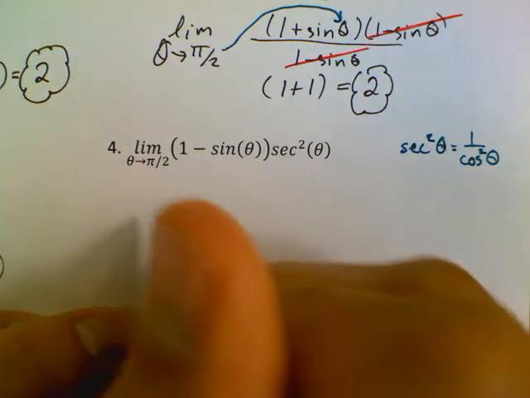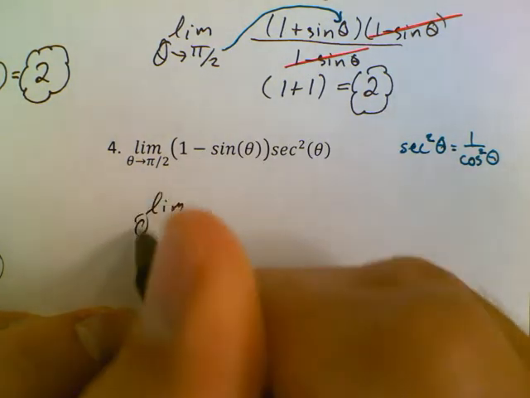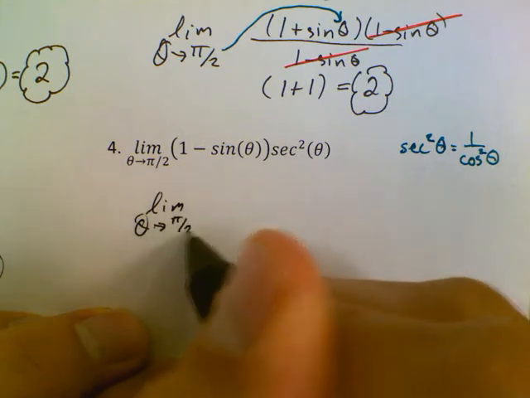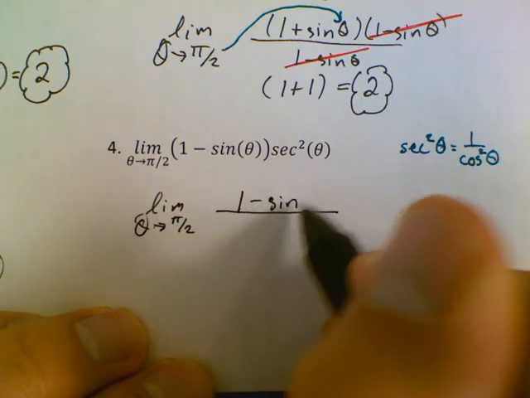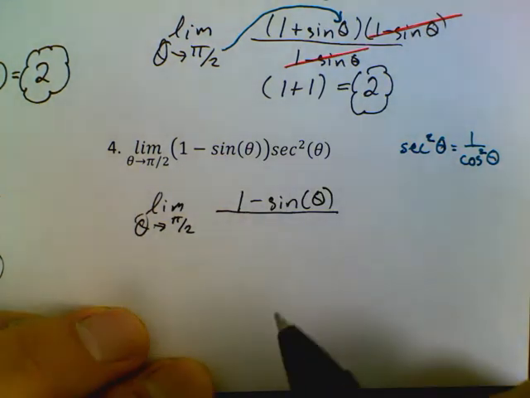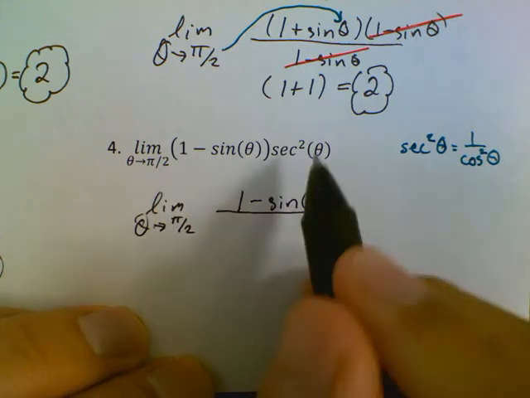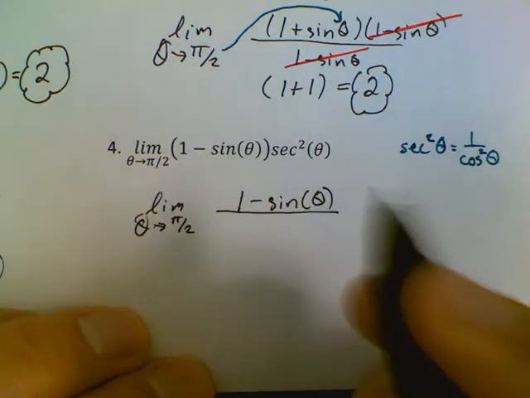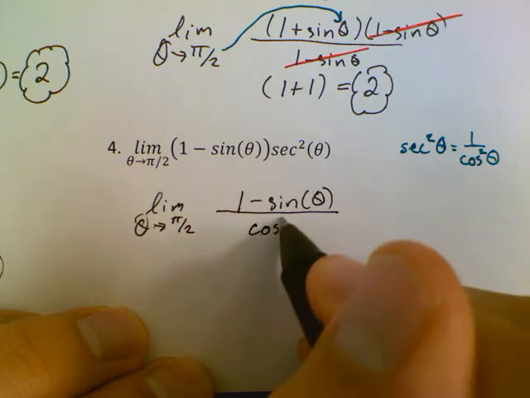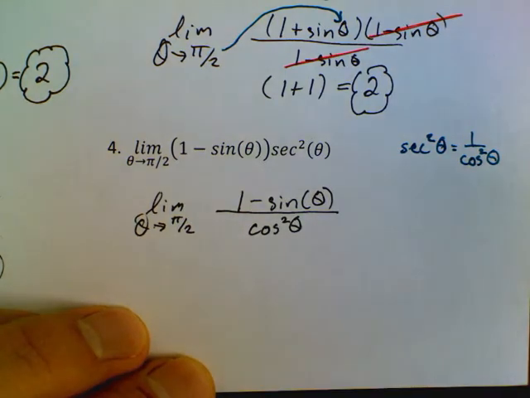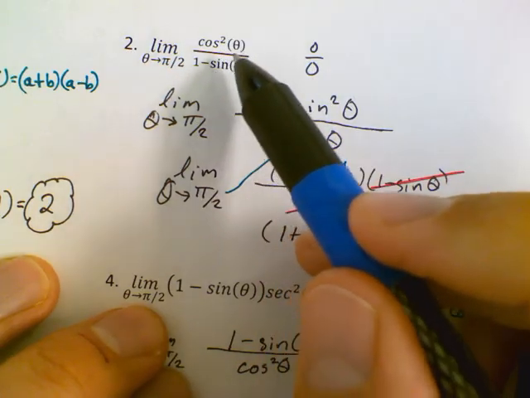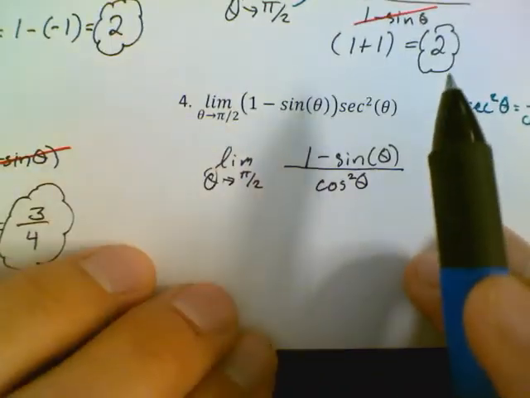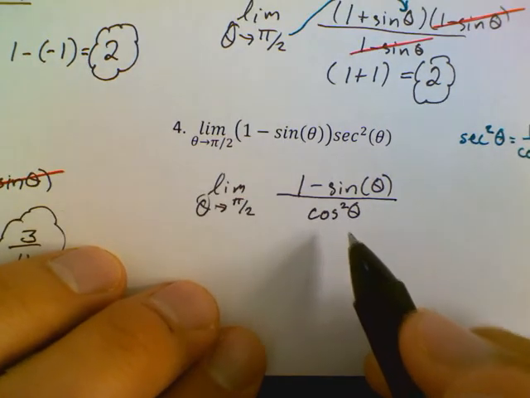Okay, so we're taking the limit as theta goes out to pi halves. The numerator is then going to say 1 minus sine theta. I'm sorry, I said the wrong word. 1 minus sine theta. And the denominator is going to actually just be cosine squared. And this is feeling a lot like number 2, isn't it? So number 2 was the exact same expression except it was flipped. So let's finish this one up quickly.